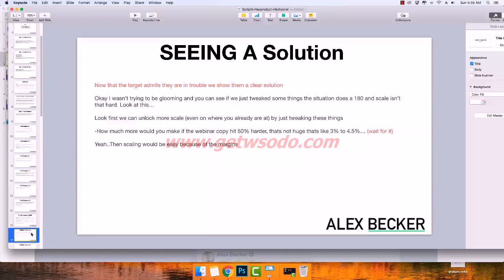Okay, but dude, let's look at the solution. Now we're going to show them the solution, how easy it is. Look, I wasn't trying to be all gloomy, and the good news right here is if we just tweaked a few things, this could do a 180 almost instantly. Look, we can unlock more scale, even on Facebook, where you're already at right now. Let's just look at a few solutions right here and the problems you have.